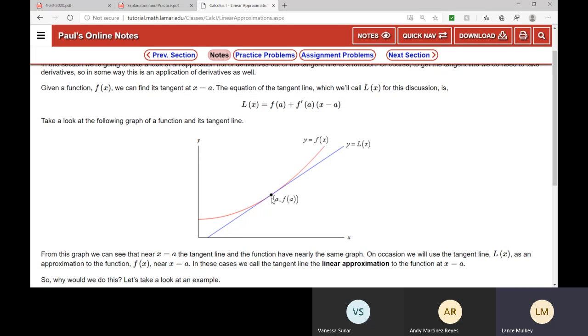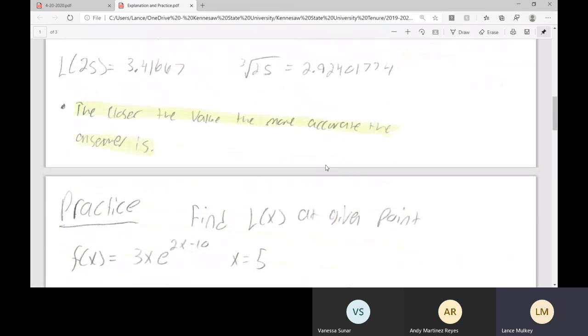So when you want to get values within a small distance, you can do the linear approximations, and you're pretty much good to go. It just makes it simpler to find sometimes. So that's the whole purpose of it.